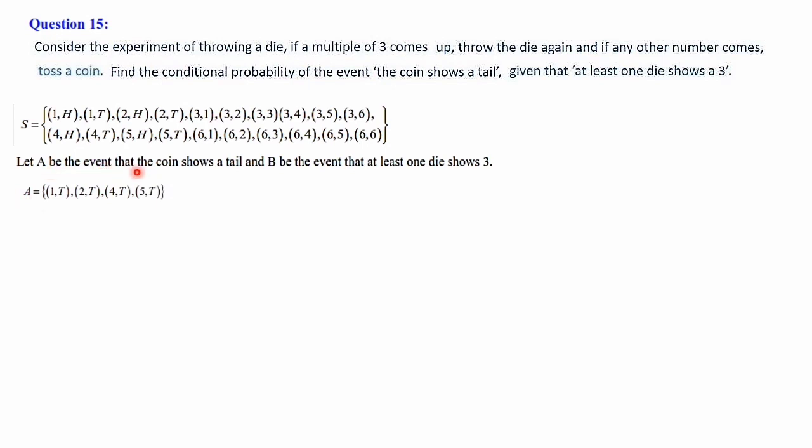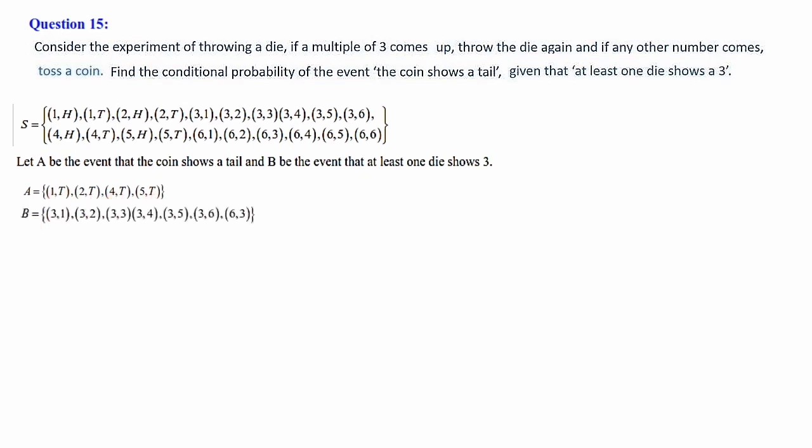Then A we can write. A is the event that the coin shows a tail. We have to take the outcomes which show a tail. That means here a tail is there: 1T. Then here there is a tail: 2T. Next there is 4T and there is 5T. So these are the possible outcomes: 1T, 2T, 4T and 5T.